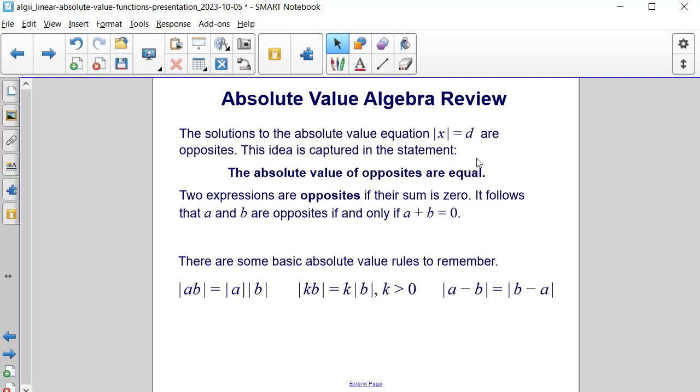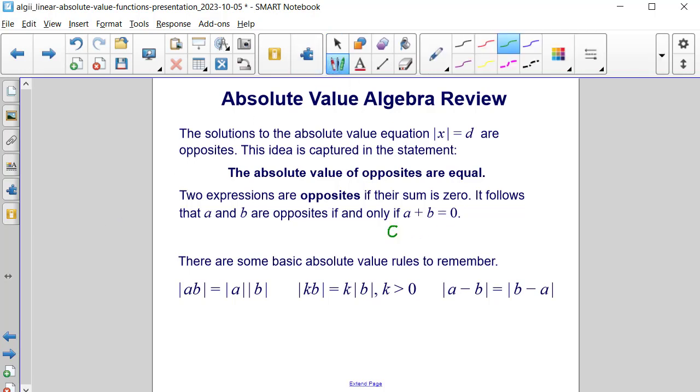This idea is captured in the statement, the absolute value of opposites are equal, meaning the distance from 0 on the number line to two opposite numbers will be the same distance. Two expressions are opposites if their sum is 0, and it follows that a and b are opposites if and only if a plus b equals 0. So if a was, say, 2 and b was negative 2, if you add those two together, you would indeed get 0.